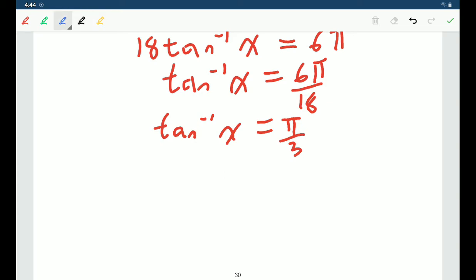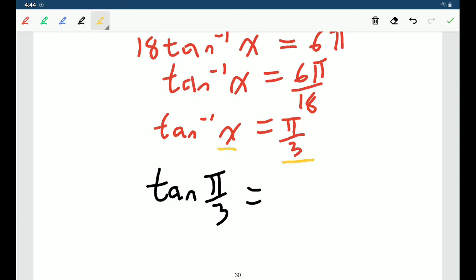And so next thing that we'll do is we'll just rewrite it as a trigonometric equation rather than an inverse trig equation. Instead of tangent inverse, we'll have tangent, and we'll switch the inputs and outputs. Instead of pi over 3 being the output for tangent inverse, pi over 3 will be the input for tangent.